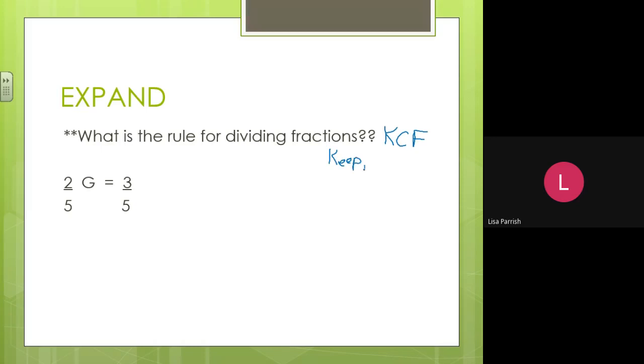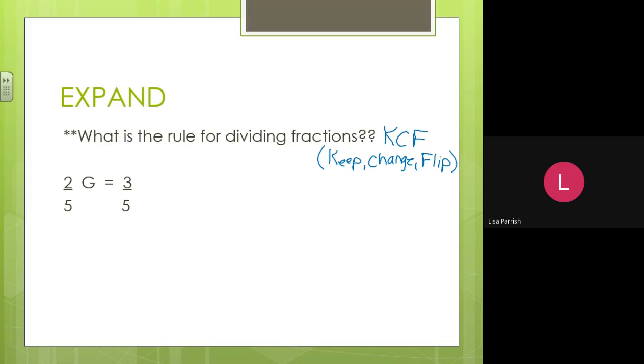Change and flip. So KCF stands for keep, change, flip. Remember, we keep the first fraction, we change the second one, and we flip the third one, okay?